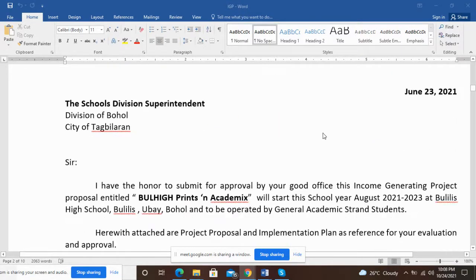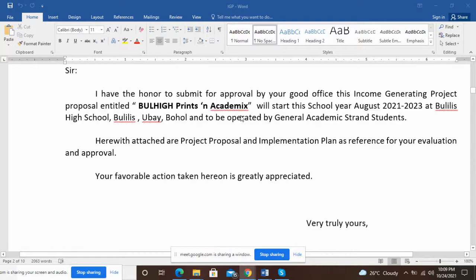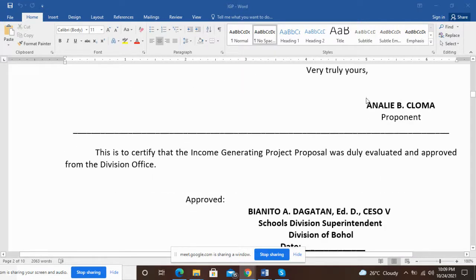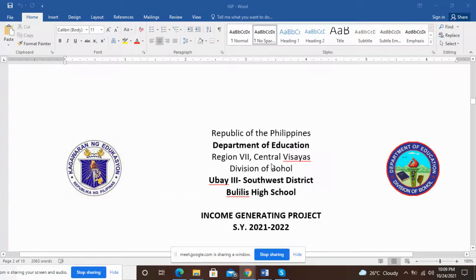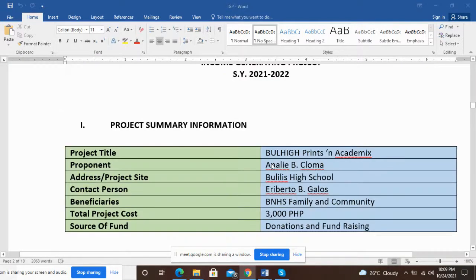Of course, the title in your letter of intent will be the title of your IGP and the date of your IGP, and of course your name. So let's move on to the first part of the IGP. We have here one, project summary information. First we have your project title, the proponent, your address or project site, the contact person, your school head, and the beneficiaries, of course, your school and the community.